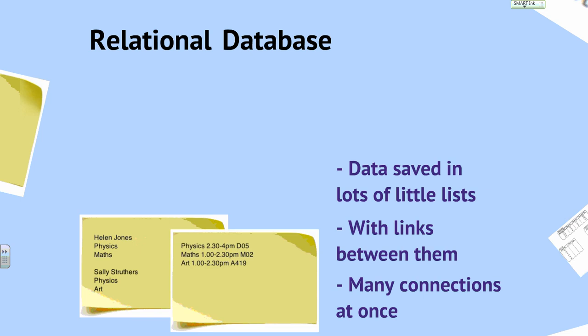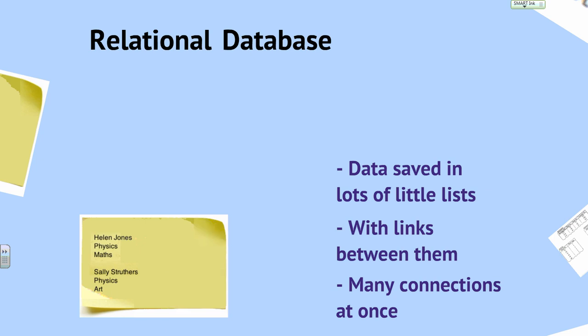So as a crude example, similar to what we had before, we have two separate lists. We have one list for the students. So we've got one list that stores all the students' information.